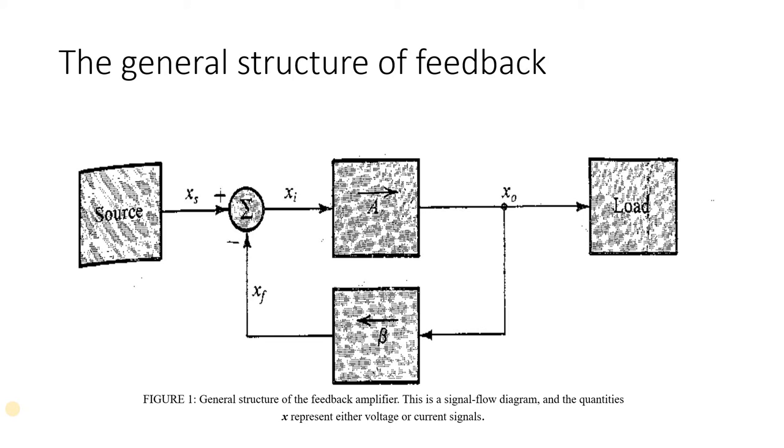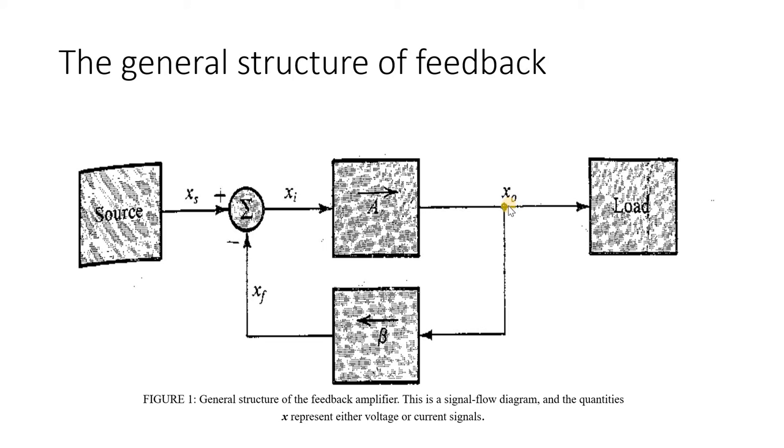So this is a particular picture which shows us the general structure of the feedback amplifier. This is nothing but a signal flow diagram, showing how the signal flows from source to load, what the feedback loop is, and what the different quantities are. Here the quantities x represent the voltage or the current. Initially the signal from the source, that is xs, either a voltage or a current source, is fed to the mixer or the adder, the summer. One more input to this is xf, which is nothing but the feedback signal.